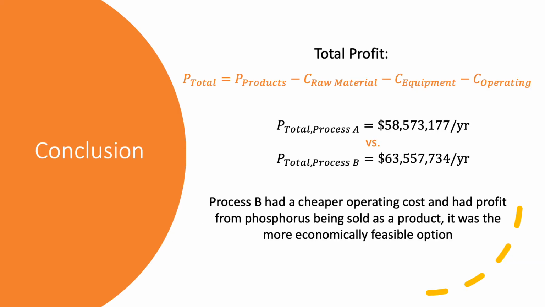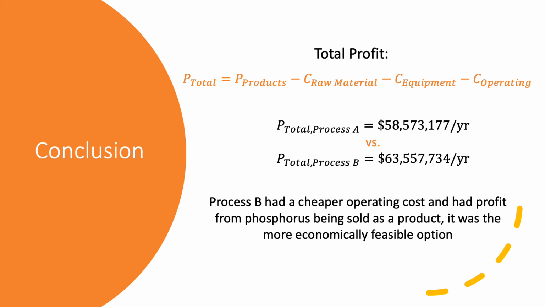With all the data, total profit was calculated by taking revenue from products and byproducts and subtracting raw material cost, equipment cost, and operating cost. This is shown in the equation written in orange. Even though Process A had a lower equipment cost, the operating cost was significantly higher than Process B. The cost to heat and cool the process several times due to temperature extremes caused large operating costs.